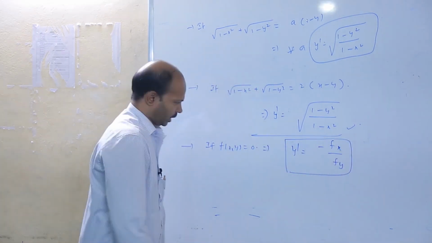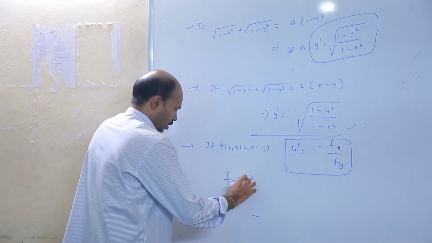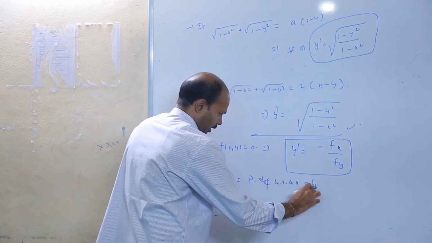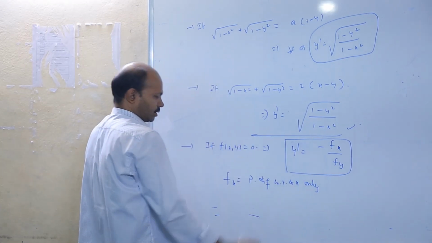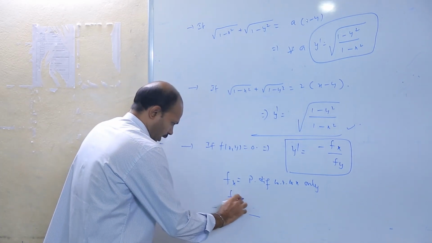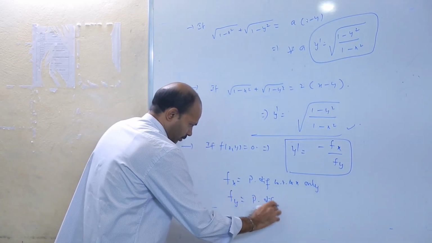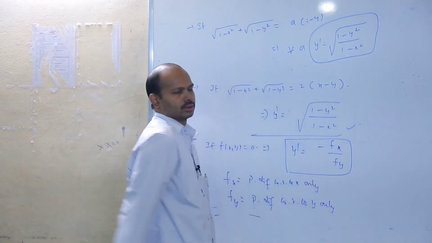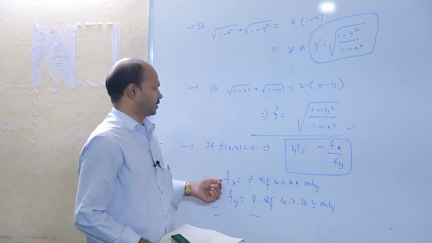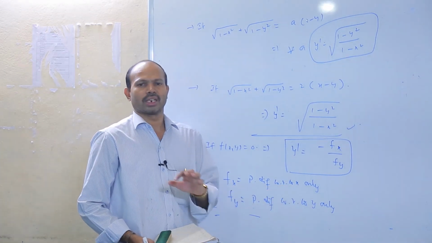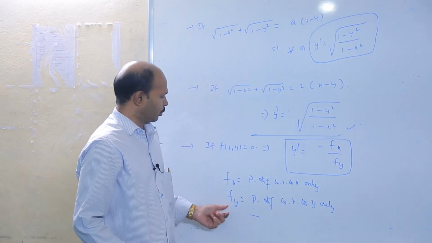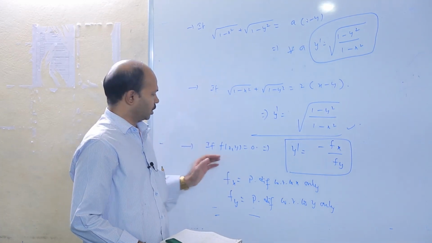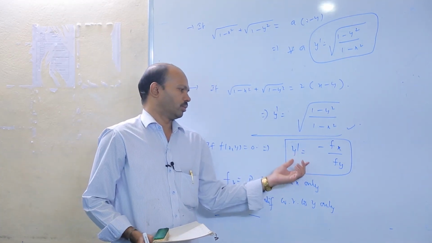Fx and fy represent the following. Fx is partial differentiation with respect to x only. Fy is partial differentiation with respect to y only. It means that while doing the derivative for fx, you treat only x as the variable and the rest are all constants. And while doing fy, only y is the variable and the rest are all constants. And based on the expression, you get the derivative y dash.